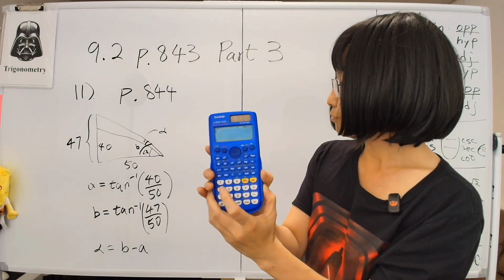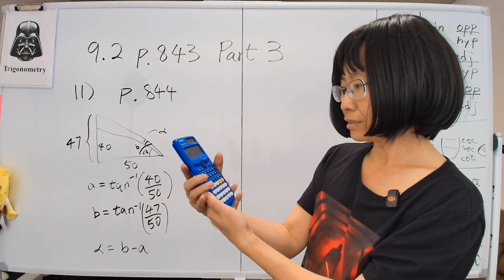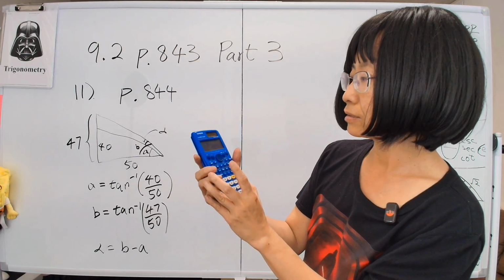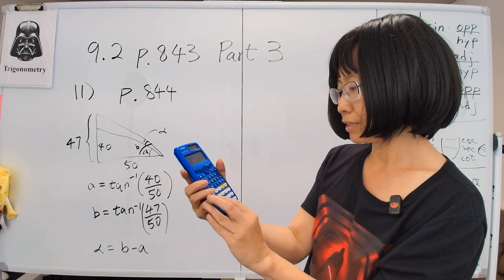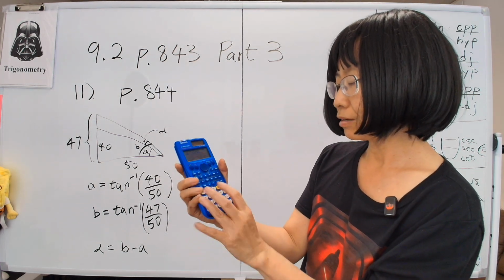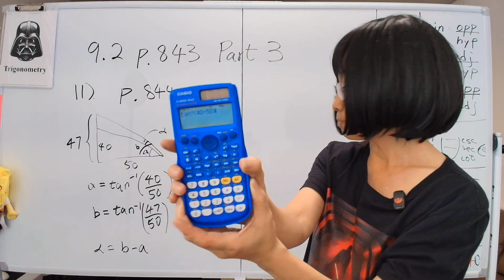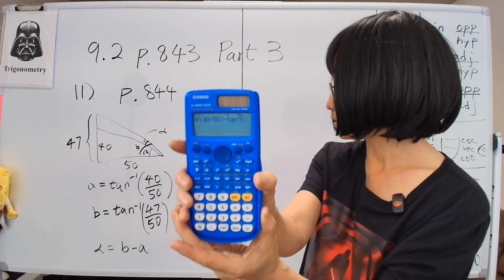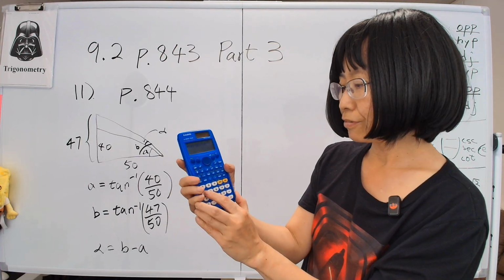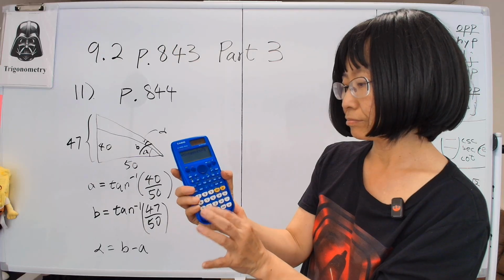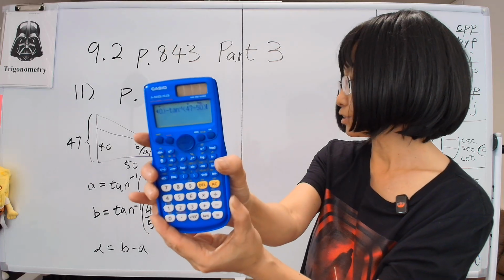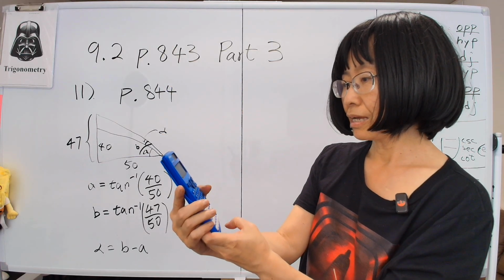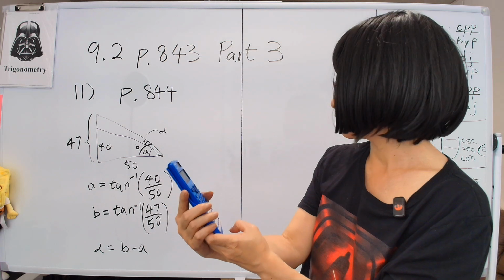So anyway, we'll type in tangent inverse. So shift tangent. Where's tangent? Sine, cosine, tangent. Okay. Then type in 40 divided by 50, close parentheses, and then minus, again shift tangent, that gives the inverse tangent of 47 divided by 50, and close parentheses. That looks okay. That should do it.